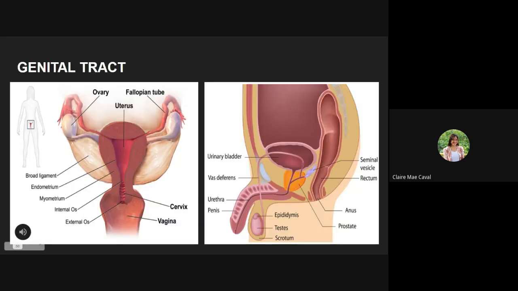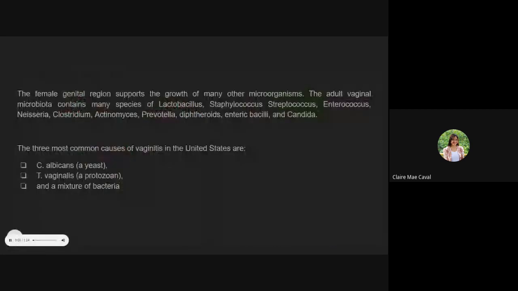So we're already in the genital tract. The normal flora or indigenous microbiota are found near the outer opening of the urethra for both males and females. In addition to that, the female genital region supports the growth of many other microorganisms. That includes Lactobacillus, Staphylococcus, Streptococcus, Enterococcus, Neisseria, Clostridium, and the rest that is in the slide.